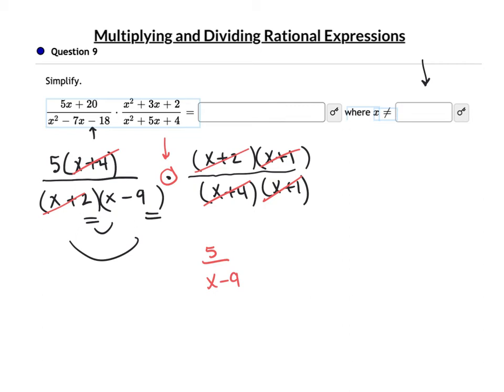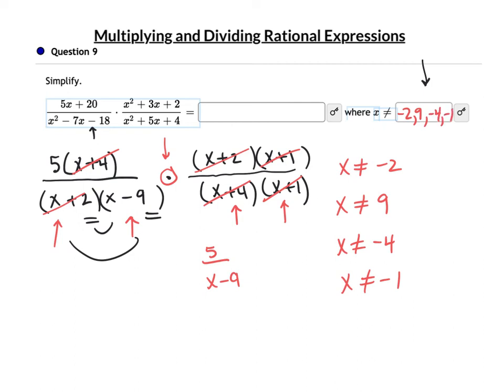Now, don't forget, before you cancel, you're supposed to list your restrictions. I can see here that x cannot be negative 2, because negative 2 plus 2 is 0. X cannot be here 9, because 9 minus 9 is 0. Right here, x cannot be negative 4, and that one, x cannot be negative 1. List those with a comma, negative 2, 9, negative 4, and negative 1. And this is your answer, 5 over x minus 9.